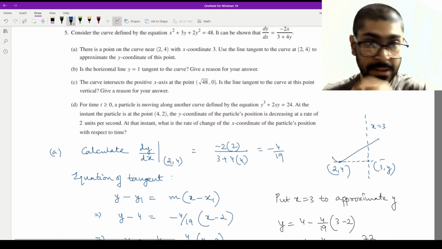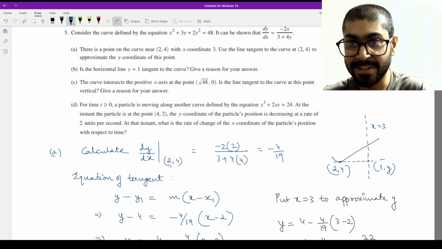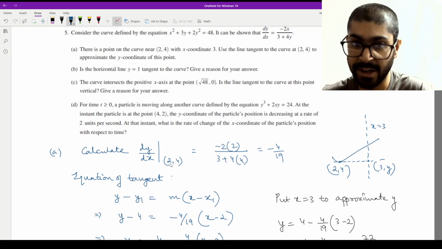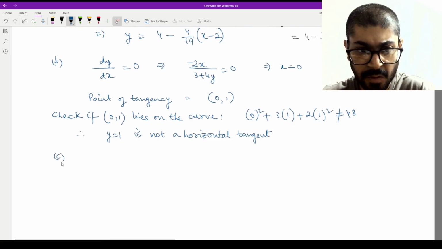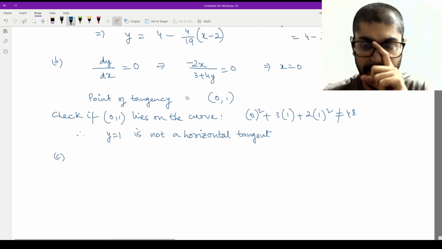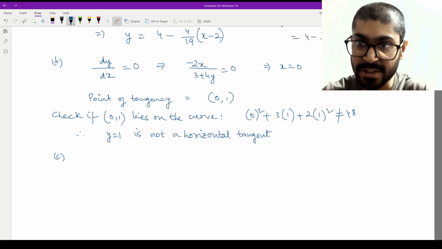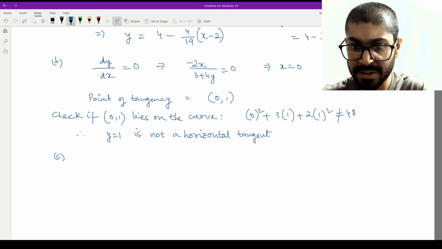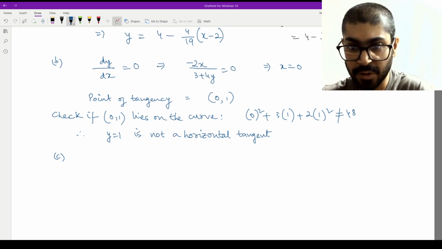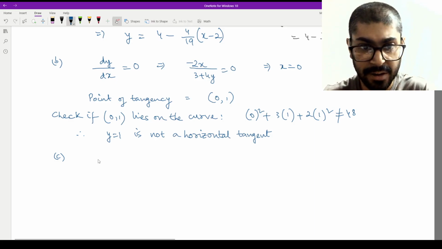Part C. The curve intersects the positive x-axis at the point root 48, 0. Is the line tangent to the curve at this point vertical? So for a vertical tangent, we should have the first derivative as non-existent, right? So we would have to check root 48, 0. Let us check if root 48 comma 0 is existing on the slope.